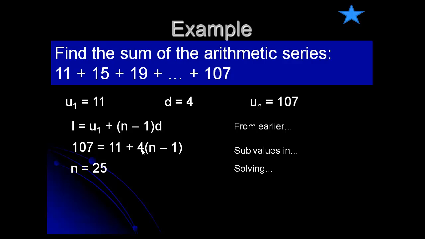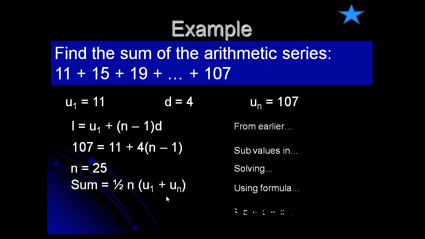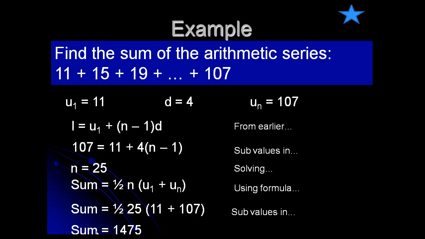We get 11 plus 4n minus 4. Well, that gives us 7 plus 4n on the right hand side, doesn't it? So clearly 4n is 100, so n must be 25. So we can now put the values there directly into our formula. This one's usually the easiest. If you know this value, it's definitely the easiest. And we get a sum of 1,475.